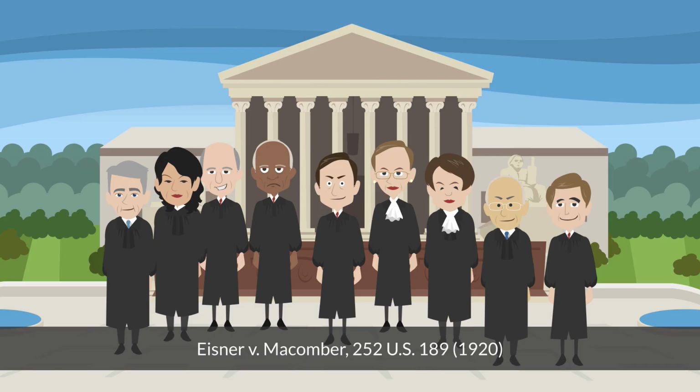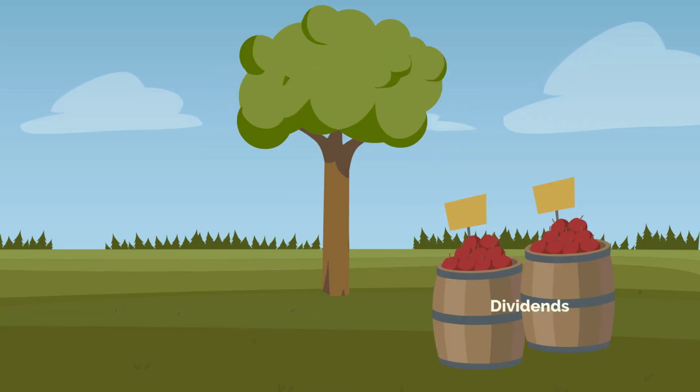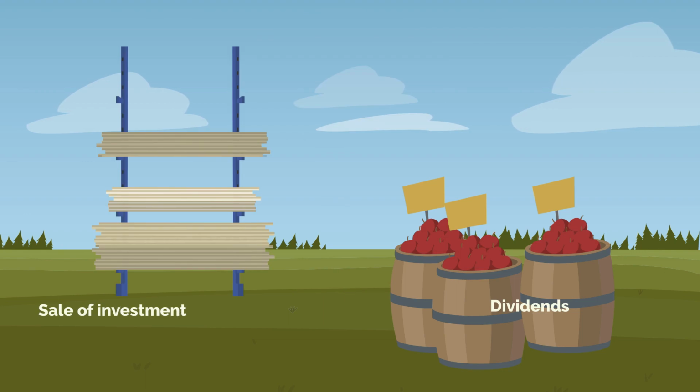So the Supreme Court explained that you can have income from either periodic distributions of earnings, the dividends, or by selling your underlying investment itself, the stock.